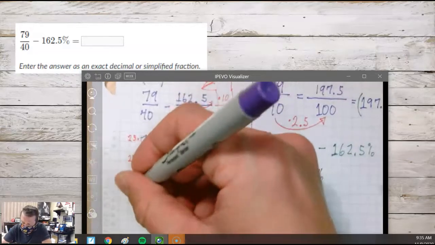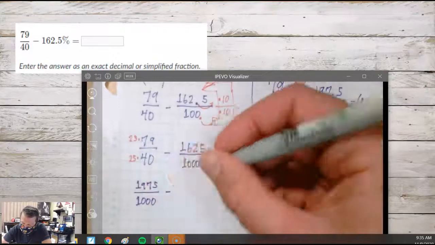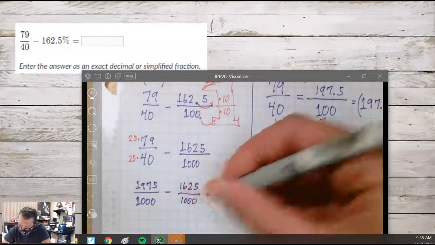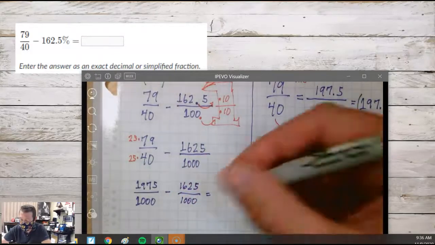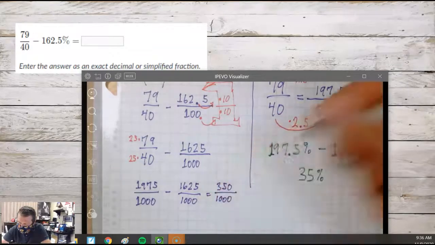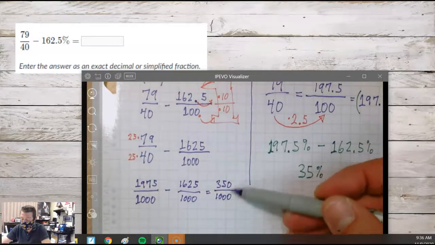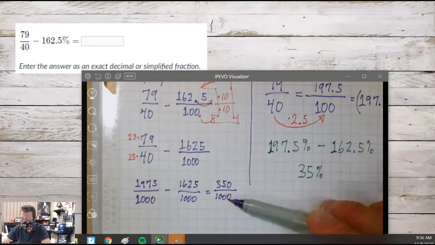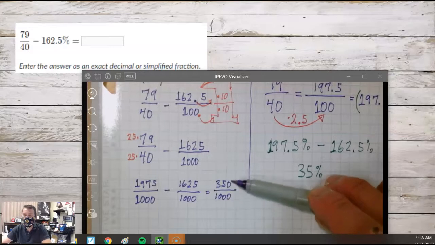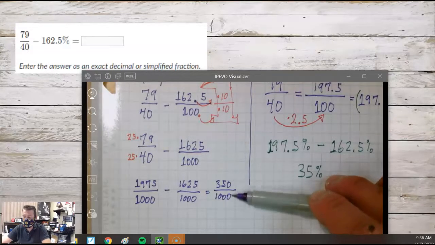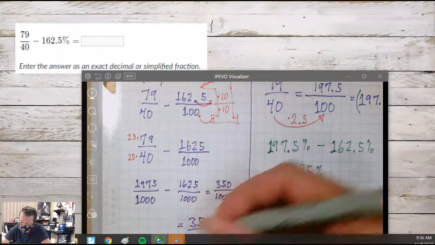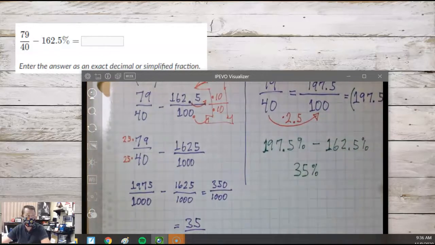So it's 1,975 minus 1,625. And instead of getting 35%, it would be 350 over 1,000, which is not in percent form because it's not over 100. So at the end, we would get rid of these zeros, because anytime you have stacked zeros, we can just get rid of them. And we would get 35 over 100, which is 35%.